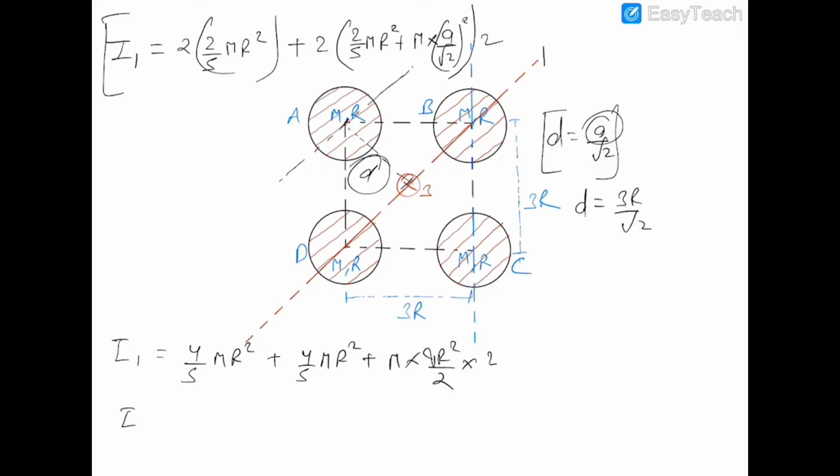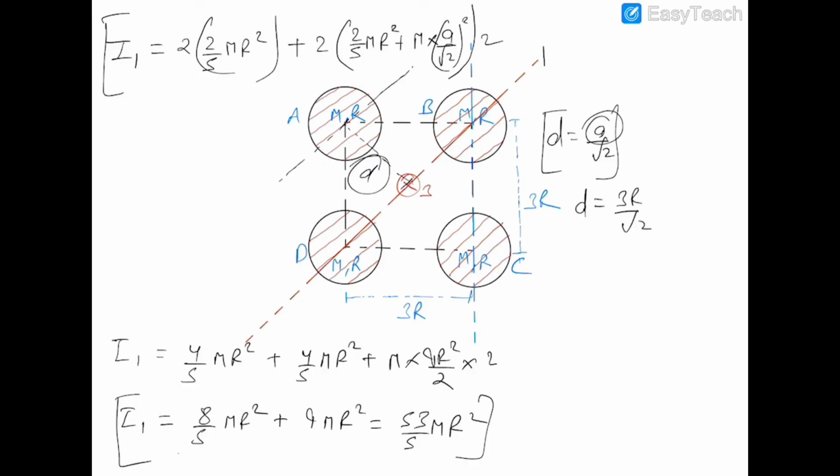So the moment of inertia of this system about axis 1 would be 8/5 mr² plus 9 mr². So this is 53/5 mr². This is the moment of inertia of this system about axis 1.